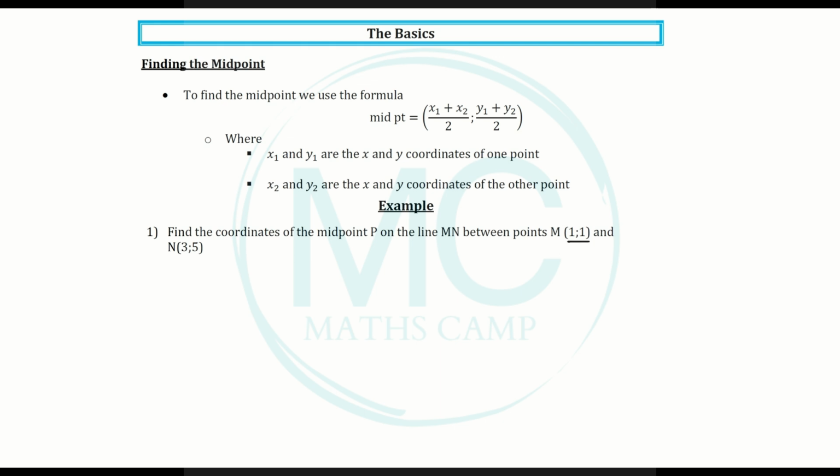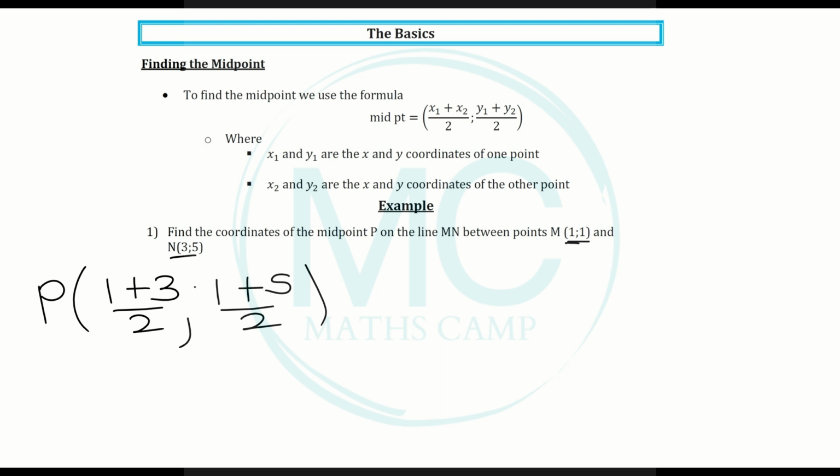Let's say that M is my first point and N is my second. So for the coordinates of P, we have M has an x coordinate of 1, N has an x coordinate of 3, so we say 1 plus 3 over 2. And for the y coordinates, 1 plus 5 over 2. 1 plus 3 gives me 4, divided by 2 gives me an x coordinate of 2. 1 plus 5 is 6, divided by 2 gives me a y coordinate of 3. These are the coordinates of point P.